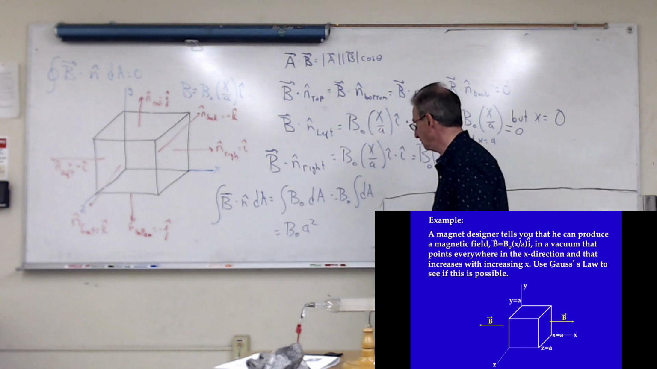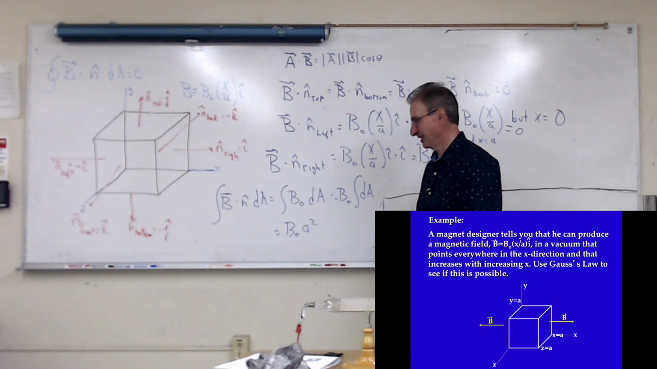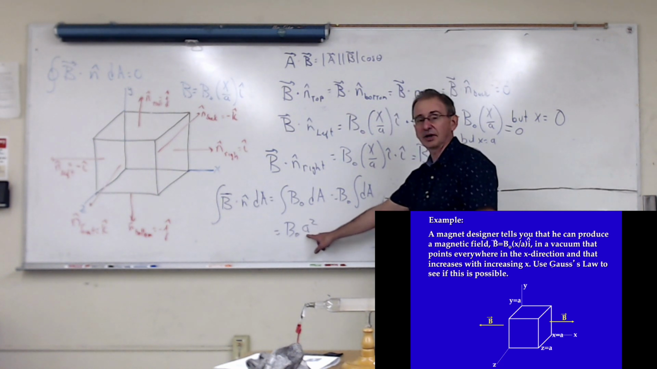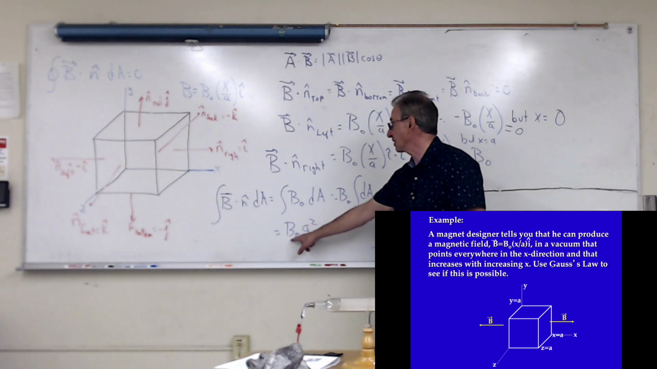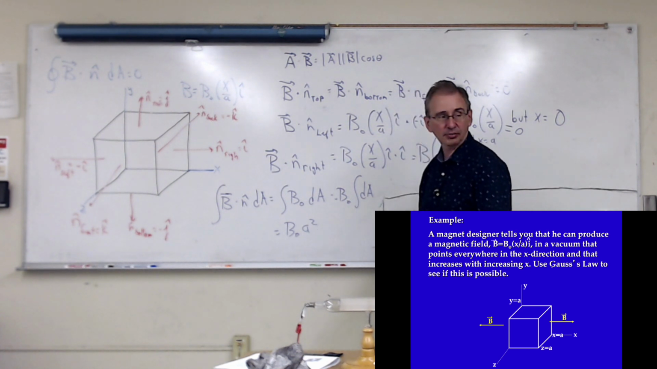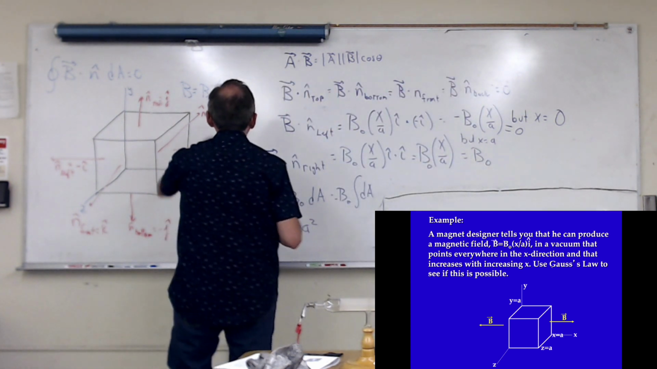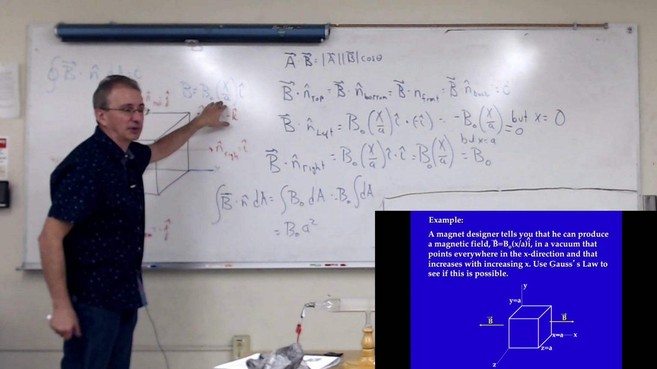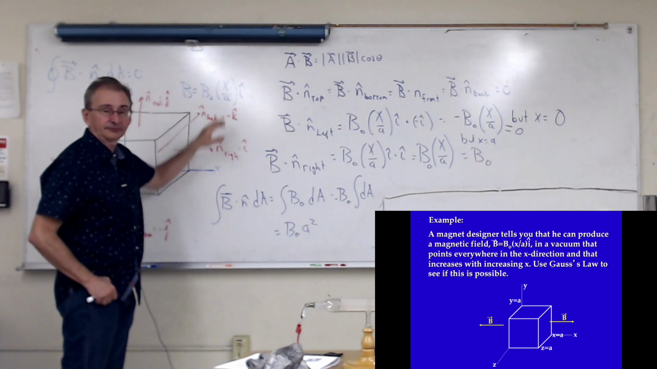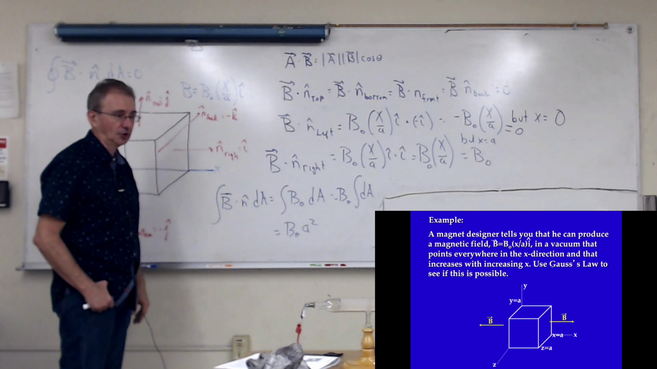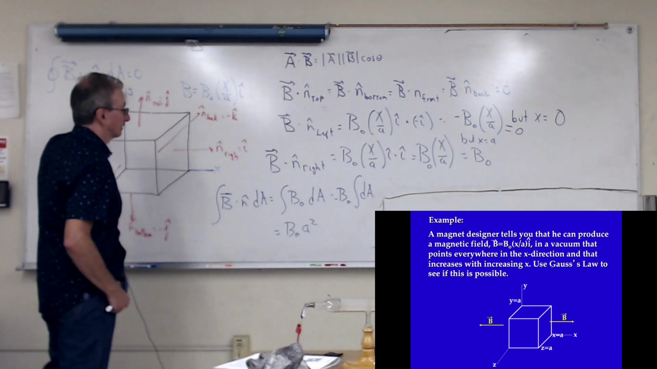Is that equal to 0? No, these are not 0. This is the dimensions of the box. This is a constant, it's not 0. And so the person who told you that they created a magnetic field that has this value everywhere in space is lying to you. This integral is not 0, and so they're lying to you.